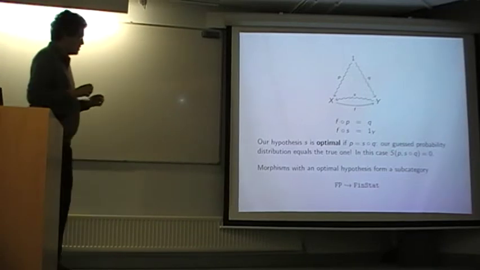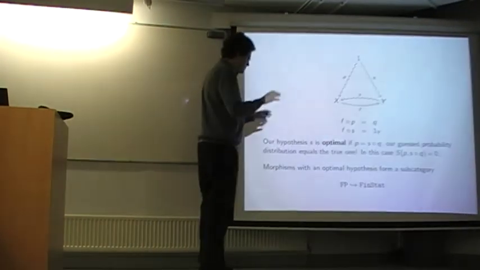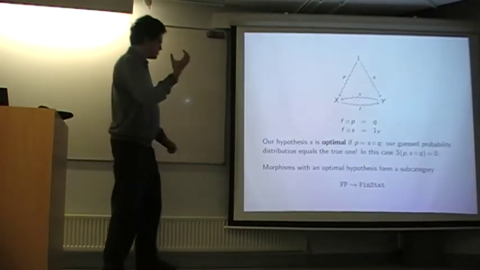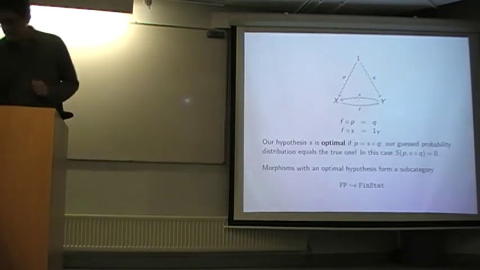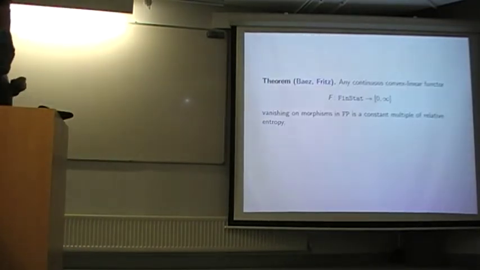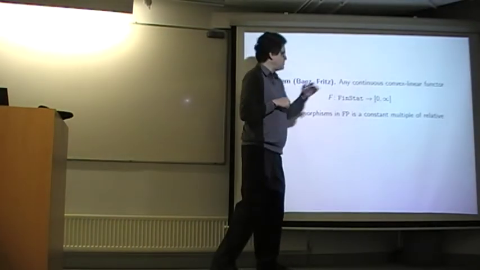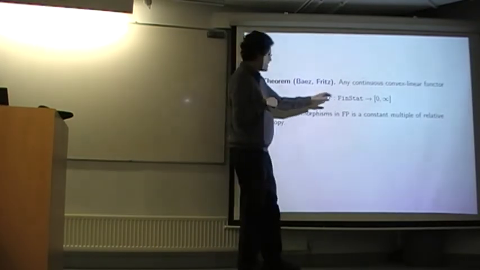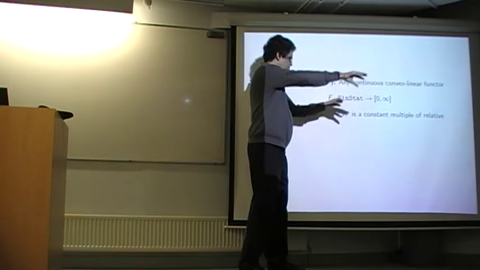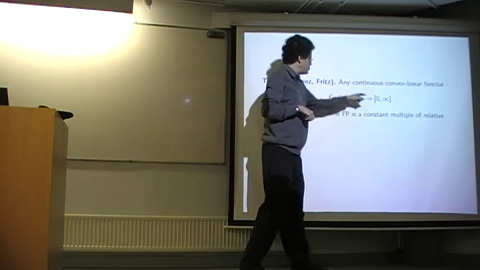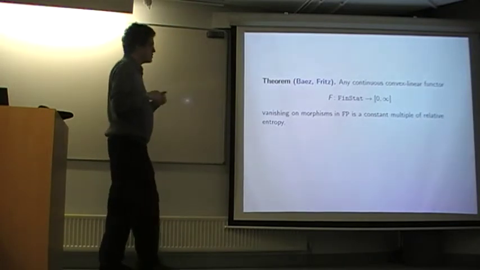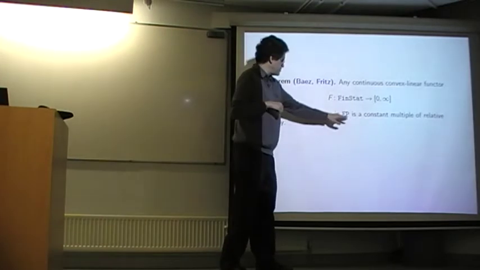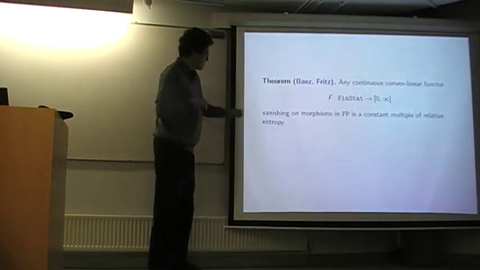So there is this category that I mentioned before, and then there's this category which for some stupid reason is called FP, which are the ones where your guess was right. Morphisms where your hypothesis is optimal. And we know relative entropy vanishes on that. And so then the theorem, after this long build-up, is very short. So, same kind of hypotheses. Any continuous convex linear functor, but now from this category where the morphisms are a measurement process together with a hypothesis, to this category here, which is like the one we saw before, but now we actually need to include infinity as a possible outcome. So any functor like that vanishes on the morphisms where your hypothesis was exactly right has to be a constant multiple of the relative entropy.